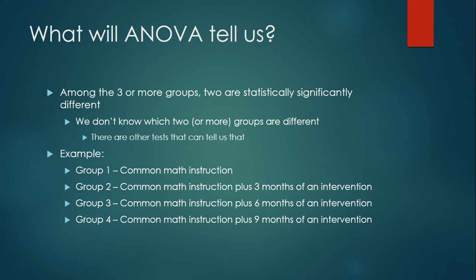So what will Anova tell us? Well, the main thing Anova tells us is that amongst the three or more groups, remember that's at least three groups, two of the means are statistically different. That would be a positive outcome of an Anova. Of course, Anova could give us the opposite and tell us that none of the groups are different, and that would be one where we would not be able to reject the null. But assuming there is a significant difference between at least two of the groups, that's really what Anova tells us.